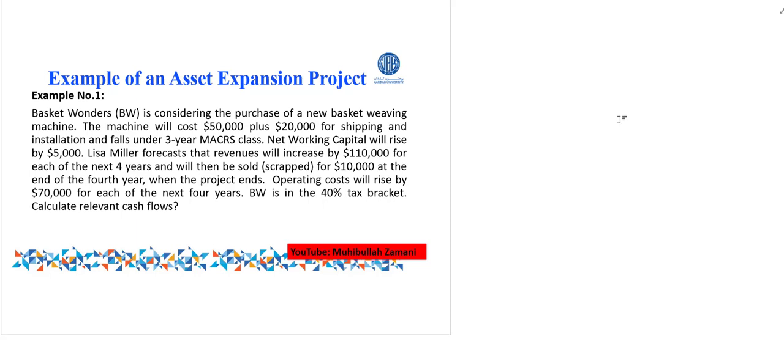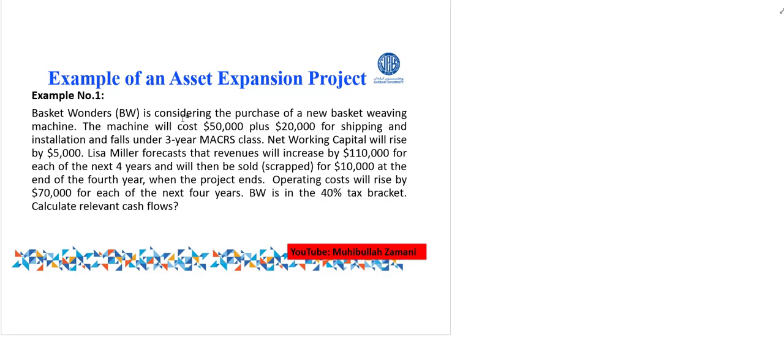Bismillahirrahmanirrahim. Now let us take a few examples of capital budgeting. In this video, I want to solve one question for capital budgeting. But if you remember, we have divided this project into two parts. First part was asset expansion project, and the second one is asset replacement project. So asset expansion project is very simple and easy. It includes a few steps only.